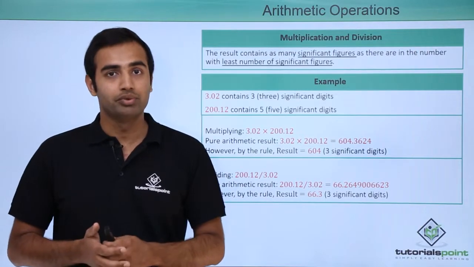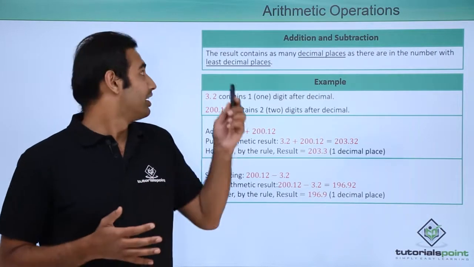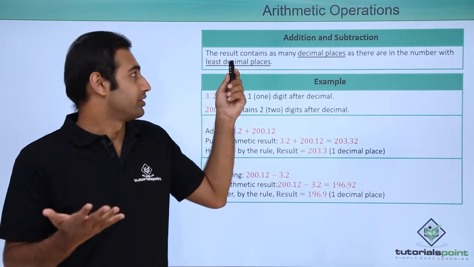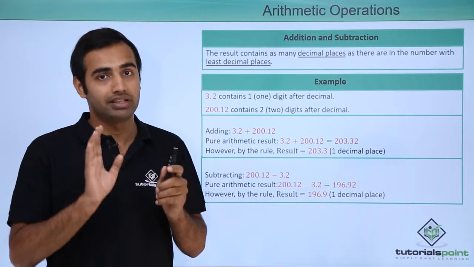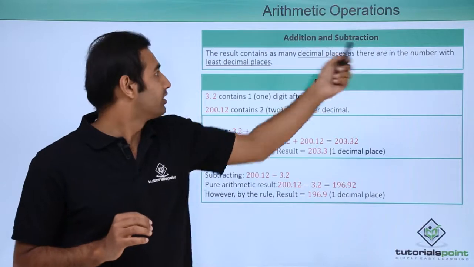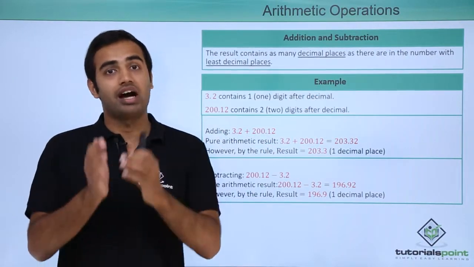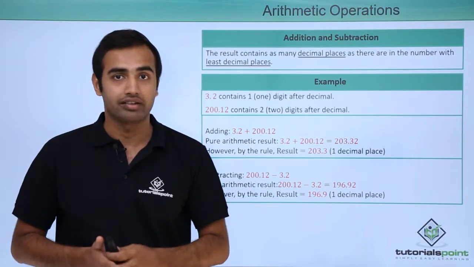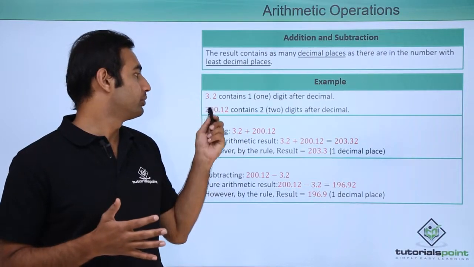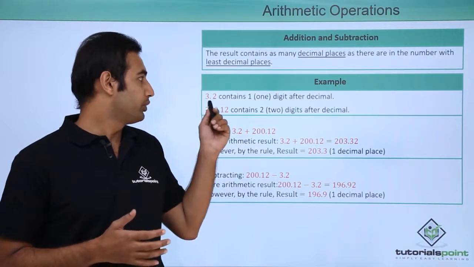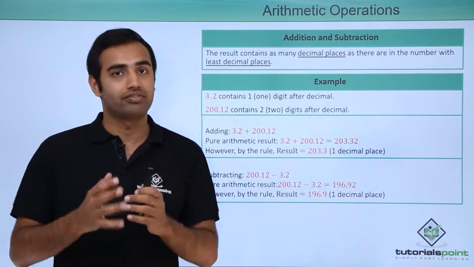Now let's talk about some rules of addition and subtraction involving significant figures. The rule says that the result of addition and subtraction contains as many decimal places, not significant digits this time, but decimal places, as there are in the number with the least decimal places. Once again, the numbers over here are the original numbers which are added or subtracted. Let's take an example. The two numbers I consider are 3.2 and 200.12. 3.2 has one digit after the decimal and 200.12 has two figures after the decimal.